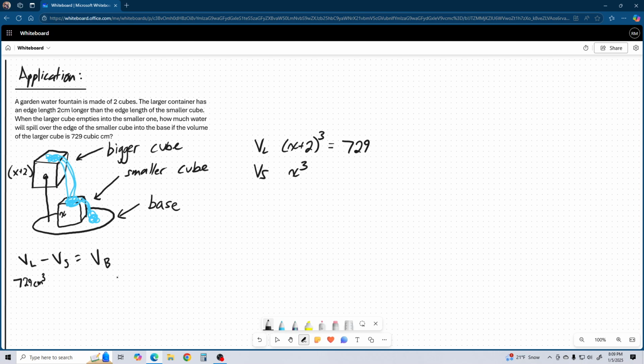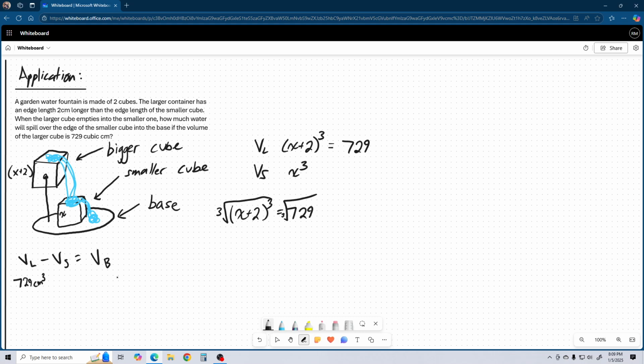Okay, so we have x plus 2 to the third. Let's rewrite this down here. We have x plus 2 quantity cubed equals 729. So what are we going to do? We're going to take the cube root of both sides. We take the cube root of this side, and we take the cube root of that side.